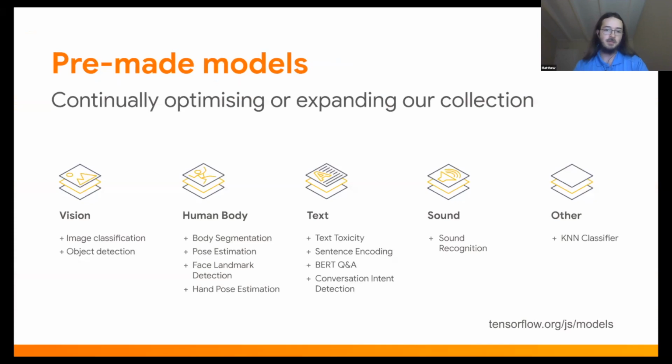Since launch, we've released many pre-trained models, and we're currently expanding our selection, which we'll hear about more shortly. We have models across many categories, such as vision, body, text, and sound, and these just take a few lines of code to use. If you want to check these out, you can go to TensorFlow.org/js/models to see all of them.